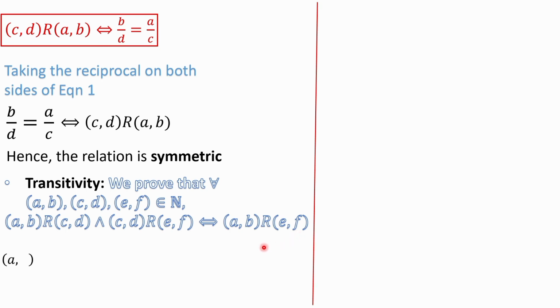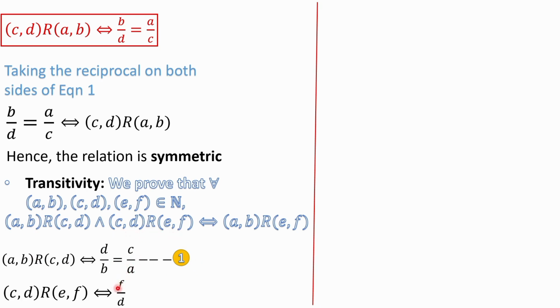So let's go ahead. The relation (a,b) relates to (c,d) is d/b = c/a, and we'll call this equation 1. Then the relation (c,d) relates to (e,f): here (c,d) has taken the place of (a,b) and (e,f) has taken the place of (c,d). So where I see d, I replace by f. Where I see b, I replace by d. Look at it, it has changed position. And where I see c, I replace by e.